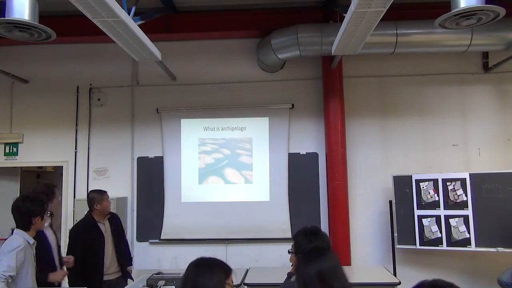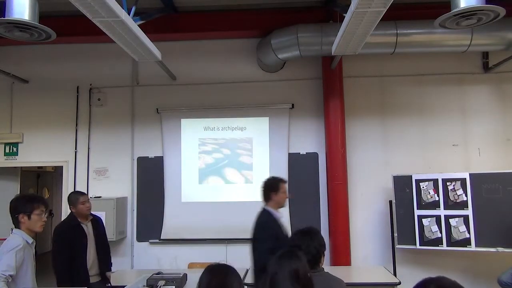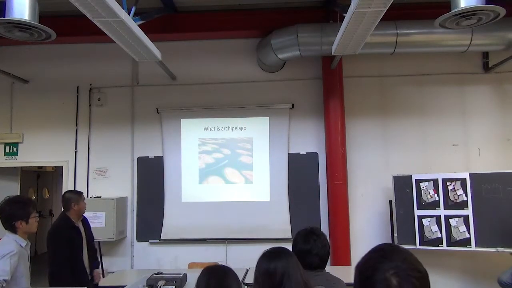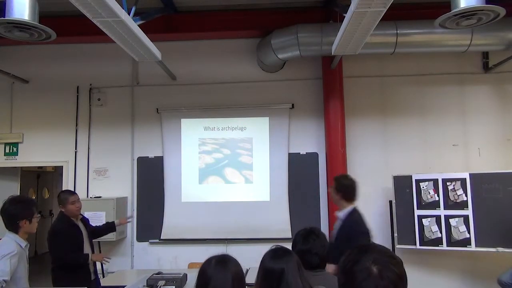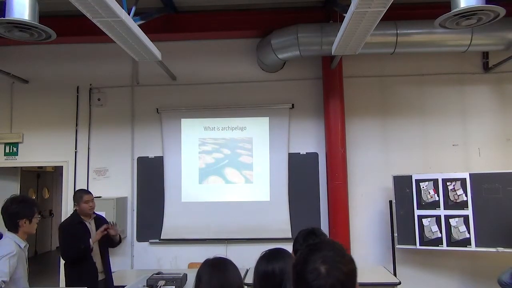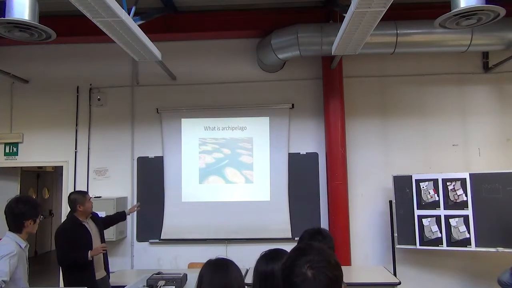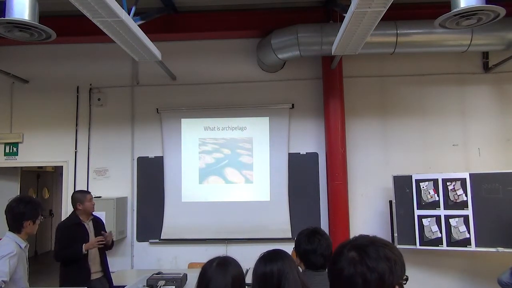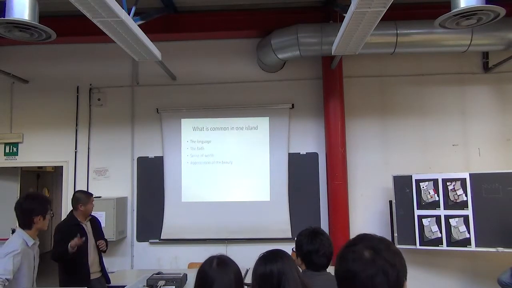So what is an archipelago? It's like a group of islands, and you see there's some features. The islands are separated, but they are not very far away, but they are physically different. And everything will be complete on their own island, but the communication will be weakened.